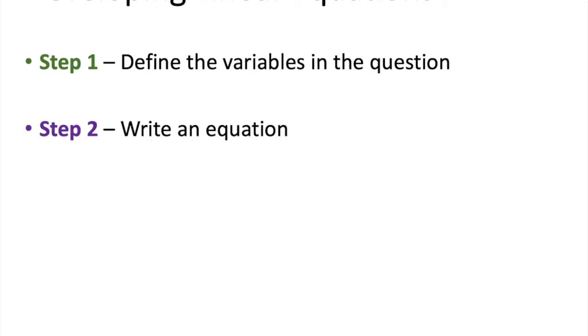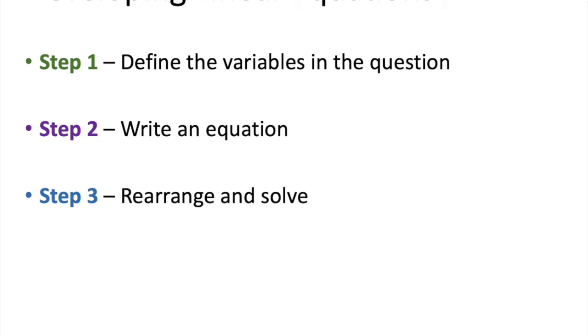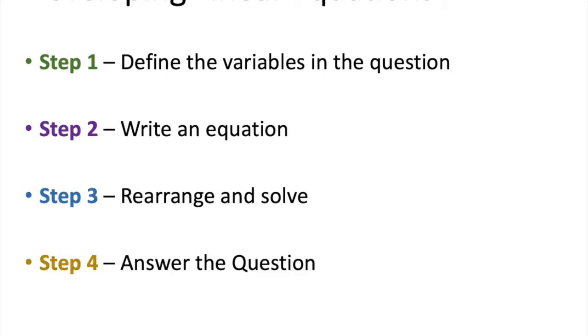Step two is write an equation using those variables that you have defined in step one. Step three will be to rearrange and solve. And then step four is to go back and make sure that you have answered the question. You may need to find the values of more than one unknown from the original question. So you need to go back and work out what those other unknowns are that don't directly relate to the variable that you have found. So let's have a look at an example to see how we can apply these steps into practice.